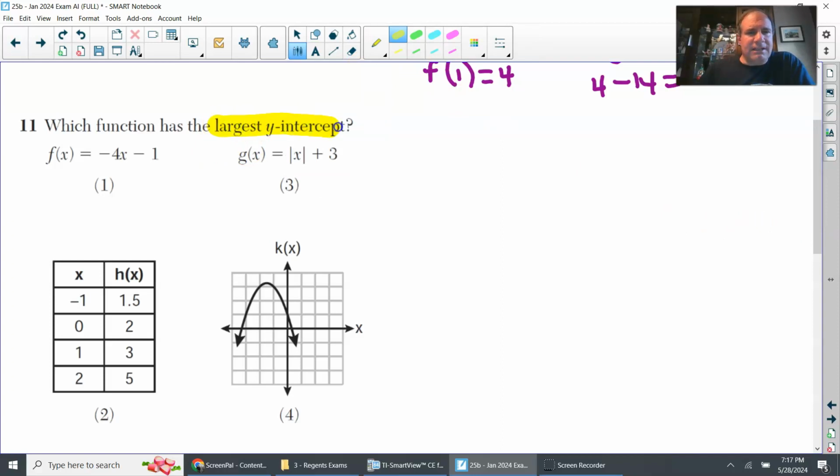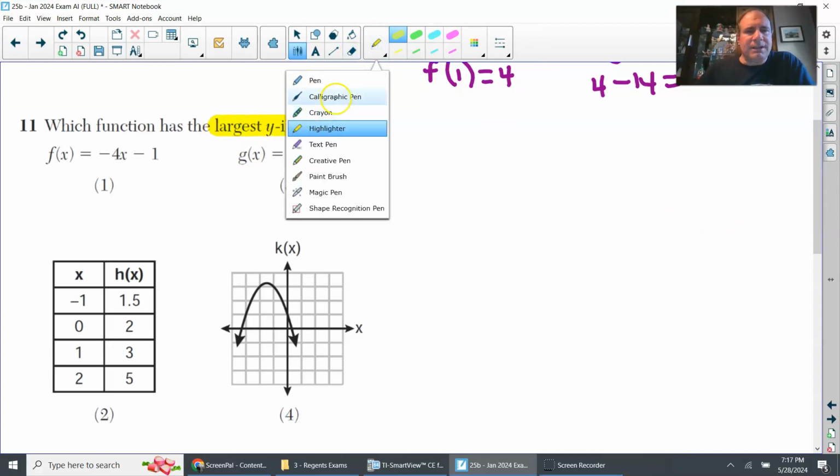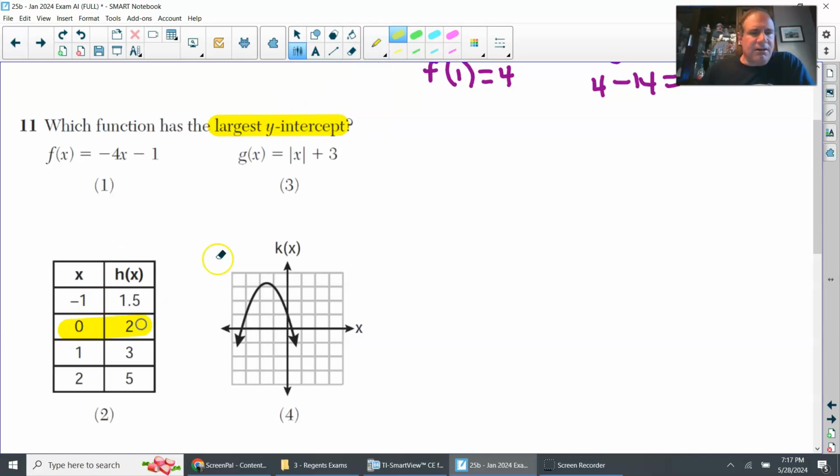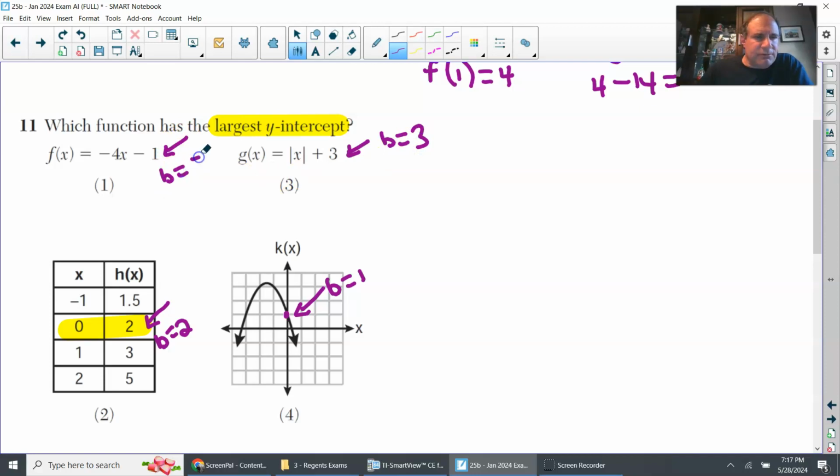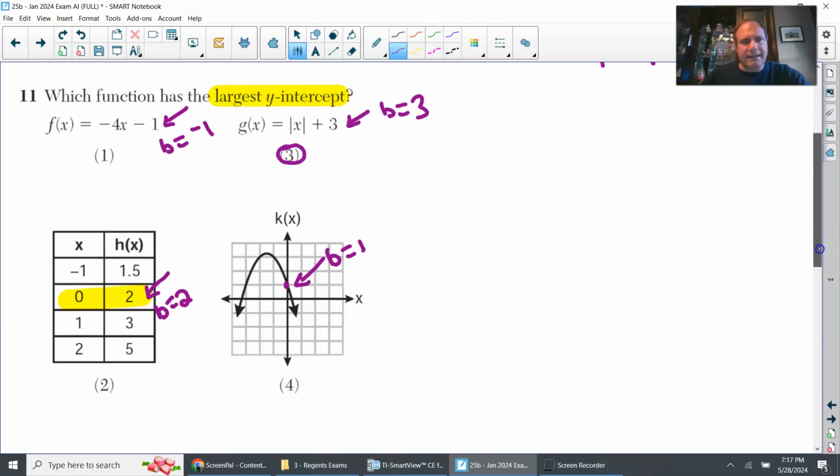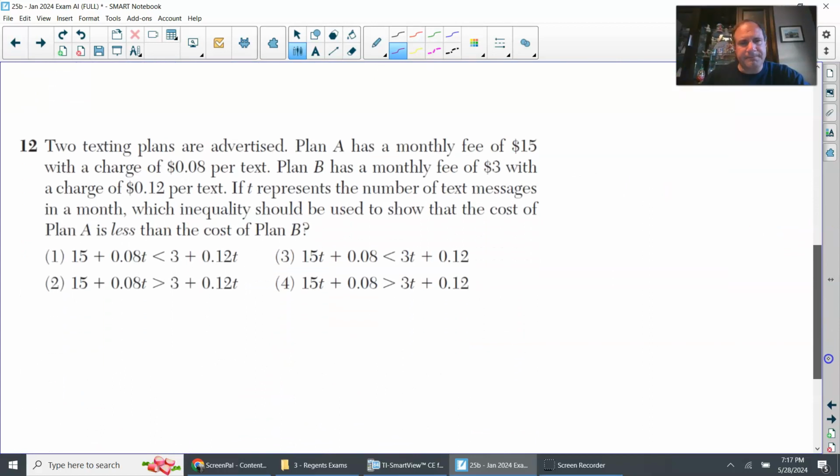The largest y-intercept. Just remember when 0 is the x, the other number is the y-intercept. So 2 is your b here. The y-intercept for this is b equals 1. This right here is b equals 3. And this right here is your b equals negative 1. The largest y-intercept is this one. And that is it. Nice, easy question.